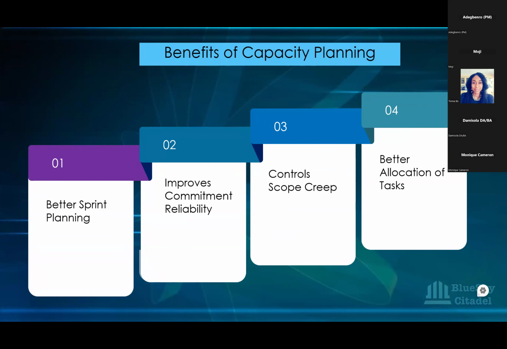The first one is better sprint planning. I think I've explained that enough. When you have the capacity, you are able to plan better. You know accurately the work that the teams can commit to because you have your capacity. And then you won't have to overcommit.